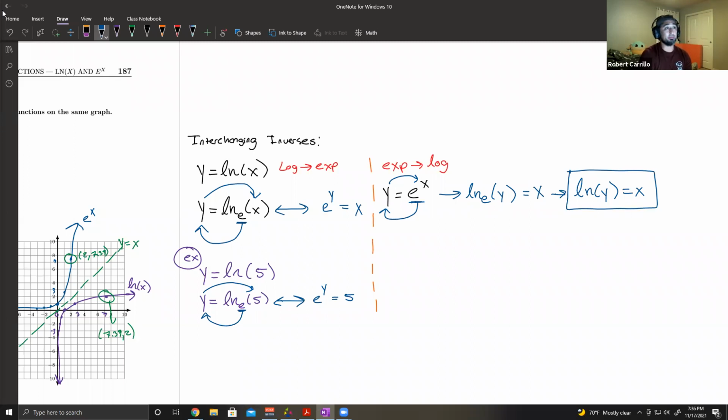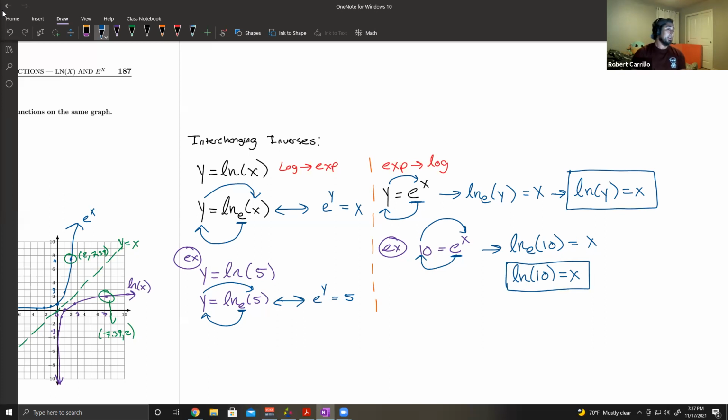Okay, so example. Let's say I have 10 equal to e to the x. When I convert, the base of the exponential function becomes the base of my logarithm. So we'll have natural log base e of the outside number, 10, set equal to that exponent of x. Once again, we don't need that e there anymore, and our final answer would be natural log 10 equals x.